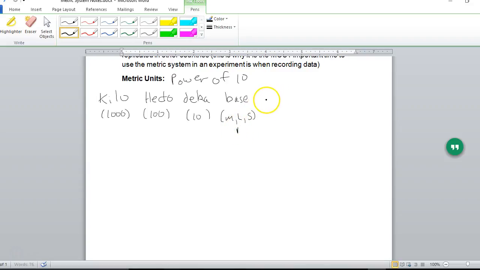Then you have your smaller units. You have deci, which is a tenth, so 0.1. You have centi, which is a hundredth, so 0.01. And then you have milli, which is 0.001, so one thousandth.